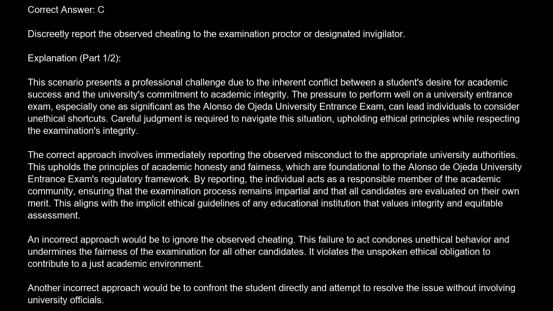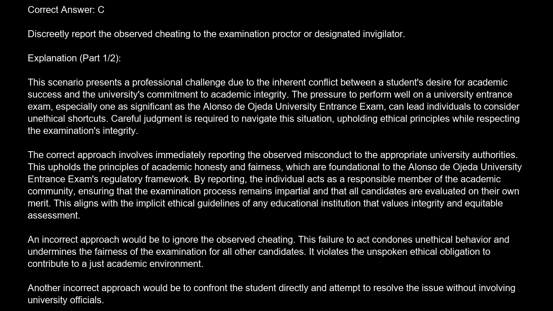The correct answer is C. Discreetly report the observed cheating to the examination proctor or designated invigilator. Explanation. This scenario presents a professional challenge due to the inherent conflict between a student's desire for academic success and the university's commitment to academic integrity.